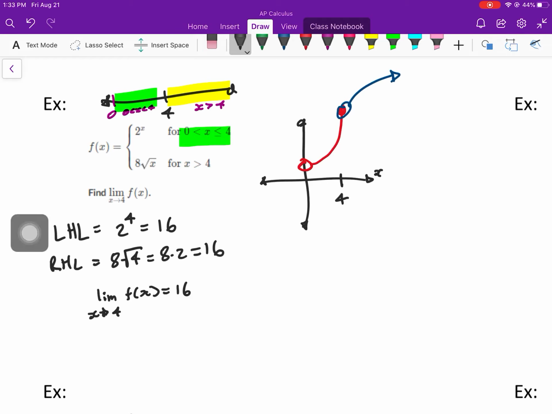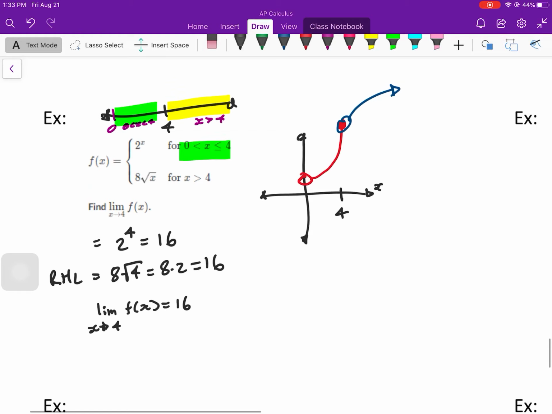is 16. Now instead of LHL, it's probably better if you actually write out limit as x approaches 4 from the left like that. That would be a much better notation. Like I said, if you're in the AP test.